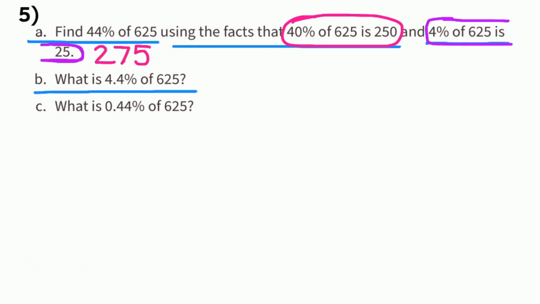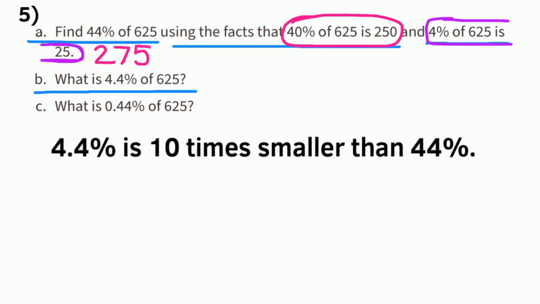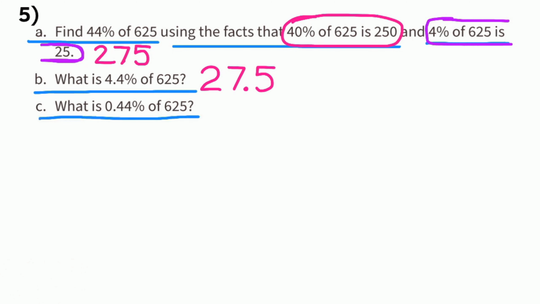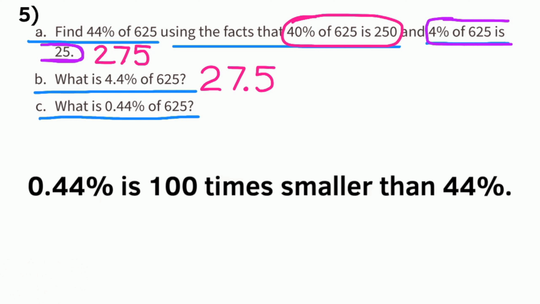B. What is 4.4% of 625? 4.4% is 10 times smaller than 44%. So our answer is going to be 10 times smaller than 275. 4.4% of 625 is 27.5. C. What is 0.44% of 625? 0.44% is 100 times smaller than 44%. So our answer is going to be 100 times smaller than 275. 0.44% of 625 is 2.75.